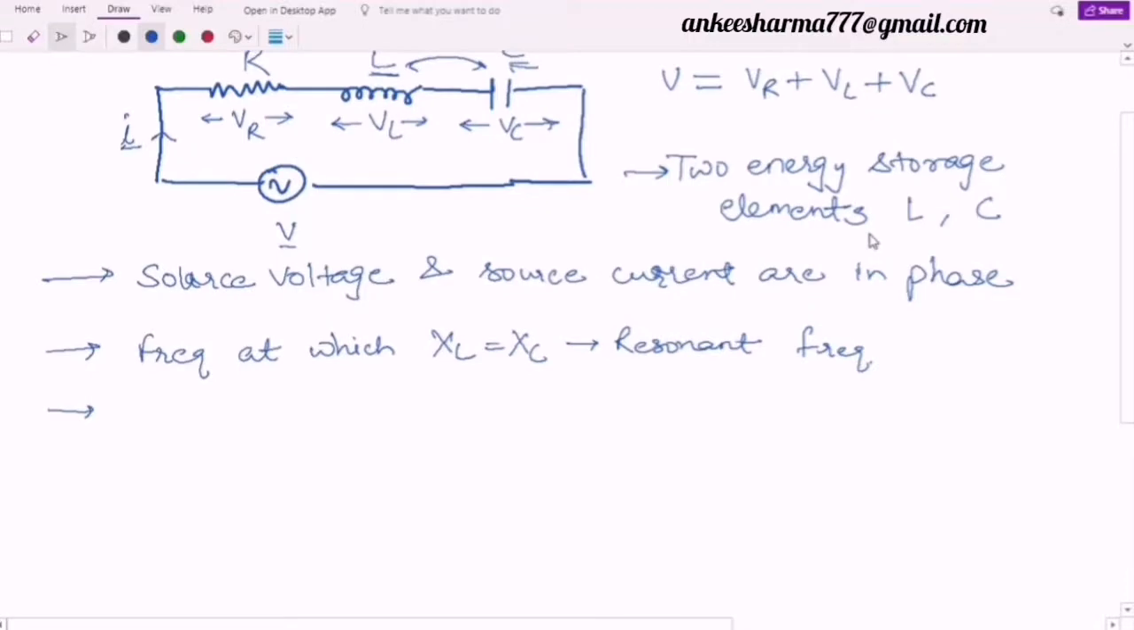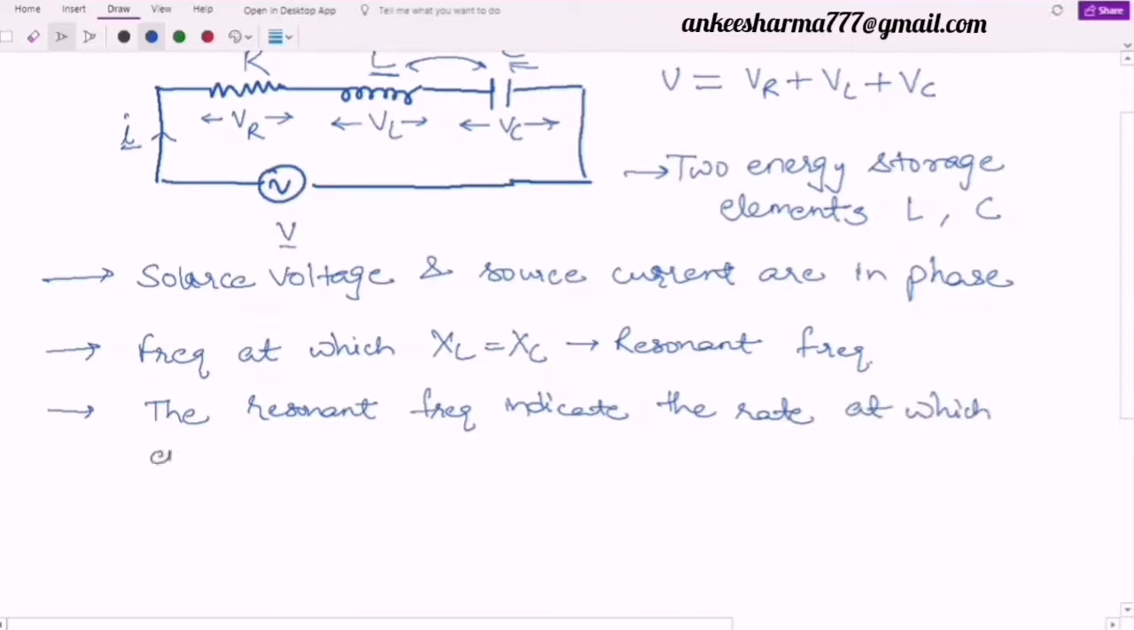So this is important. The resonant frequency indicates the rate at which energy transformation is done between the capacitor and inductor, or simply inductor and capacitor.